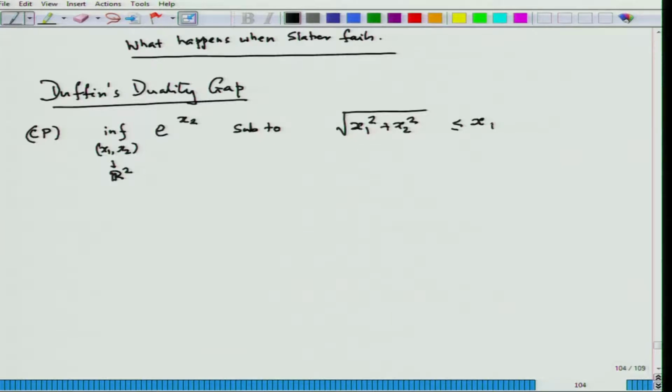Now, let me figure out what is the feasible set of this problem. Whatever I take for x1, if I take x2 to be 0, then my feasibility is guaranteed. So, what would happen? It will immediately tell me that whatever x1 I take, I will have x1 square plus x2 square is less than or equal to x1 square. So, I will have x2 square is less than or equal to 0, but x2 square is always greater than or equal to 0. So, I will get x2 equal to 0. So, my feasible set consists of elements of this form.